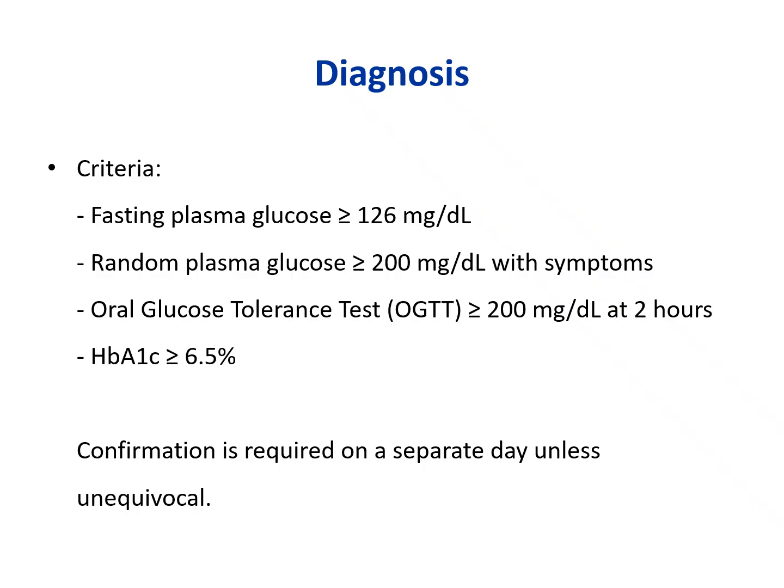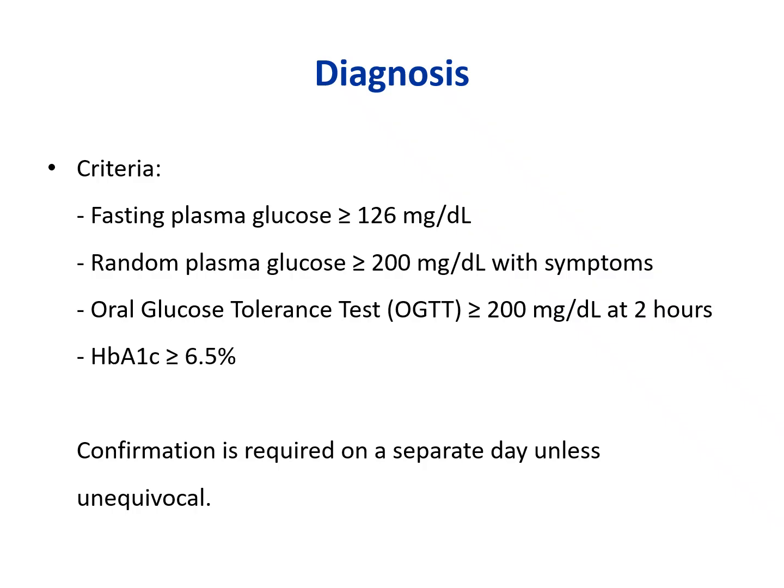In the OGTT test, after taking glucose, after 2 hours we test the individual's blood glucose level. If it is more than or equal to 200 milligram per deciliter, we confirm it as diabetes mellitus. And another test, HbA1c, can also be done to diagnose diabetes mellitus. If it is greater than or equal to 6.5%, then also it is confirmed as diabetes mellitus.